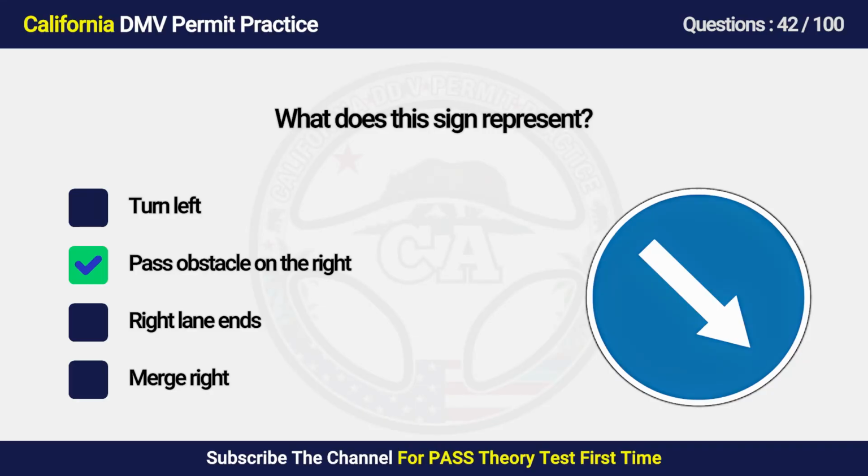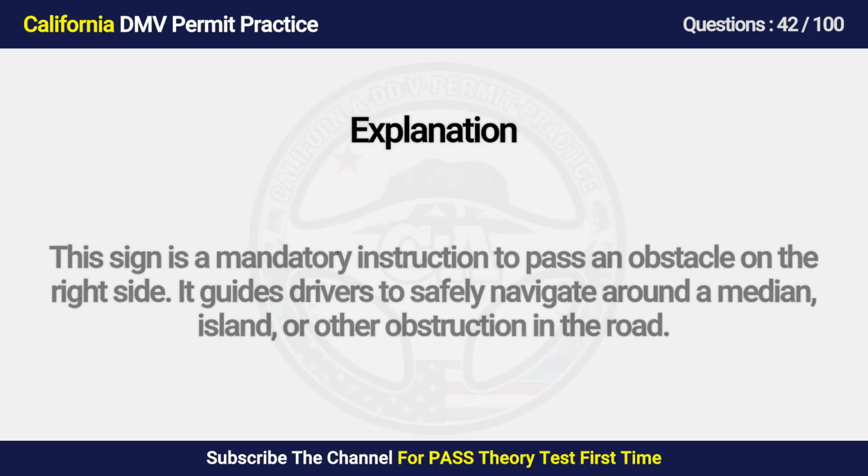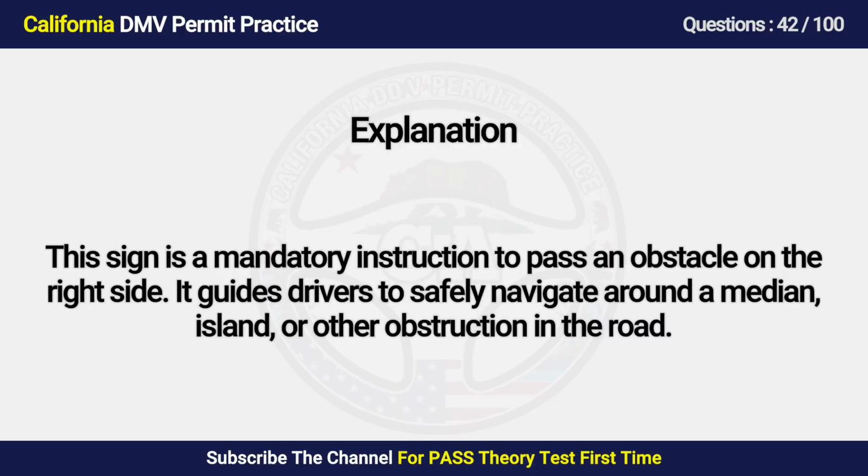Answer is B. Pass obstacle on the right. This sign is a mandatory instruction to pass an obstacle on the right side. It guides drivers to safely navigate around a median, island, or other obstruction in the road.